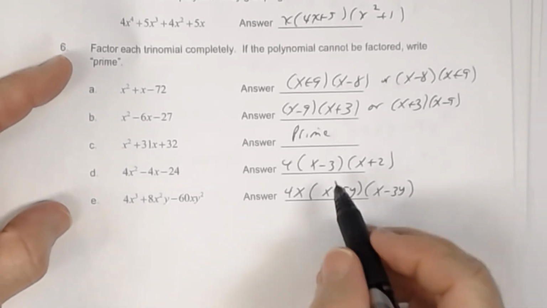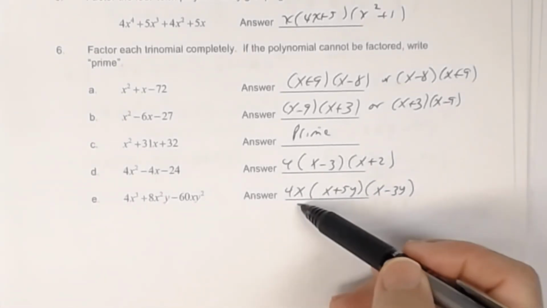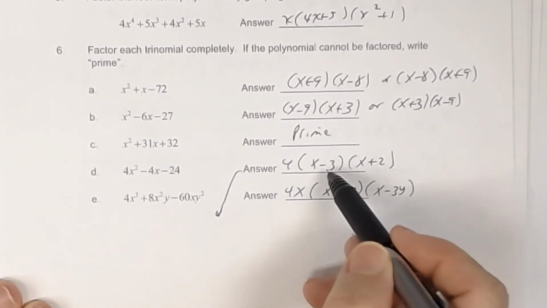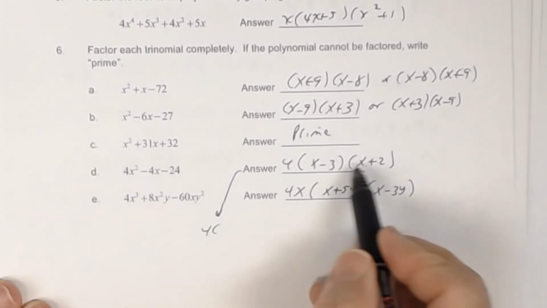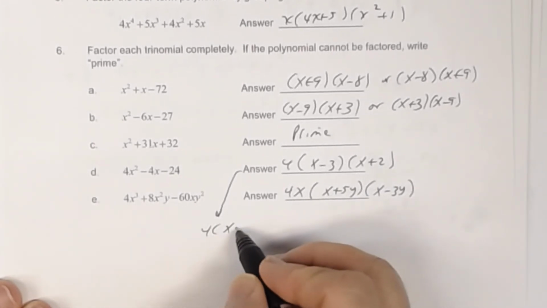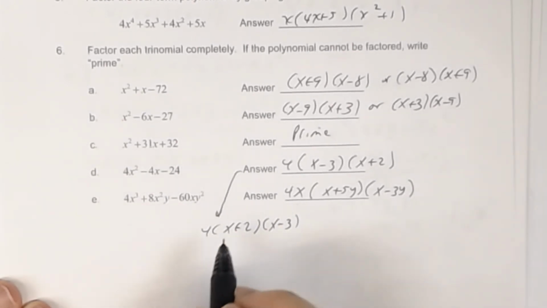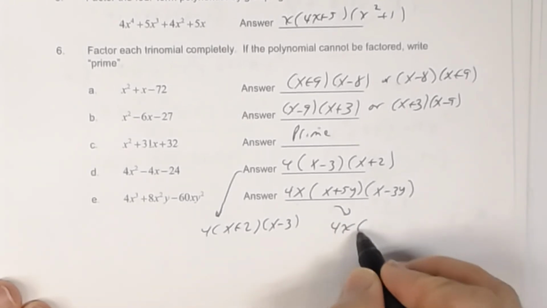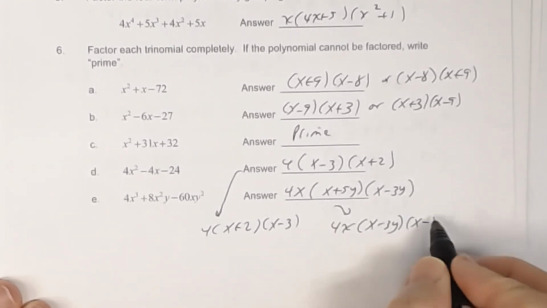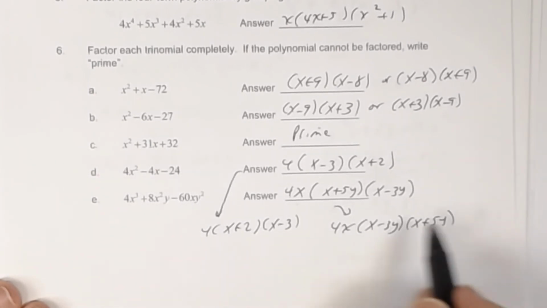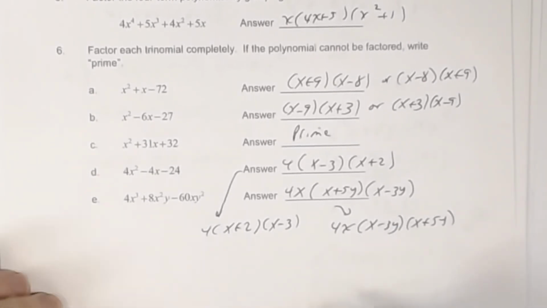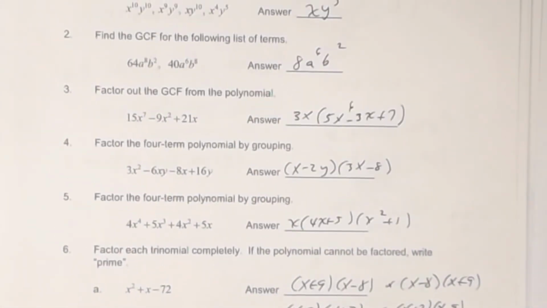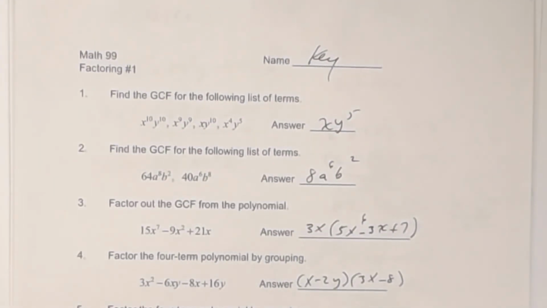Okay? And again, remember, we always put the monomial factors first. So this right here, if you wanted to, you could have written your answer as 4 times and then just interchange these two. So you could have said x plus 2 times x minus 3. But always put the monomial factor first. You could have done the same thing here. Here you could have said 4x times x minus 3y times x plus 5y. Does not matter. Okay? The order in which you multiply is commutative. The order does not matter. So multiplication is commutative. Okay, so that is the key to the worksheet on factoring 1.